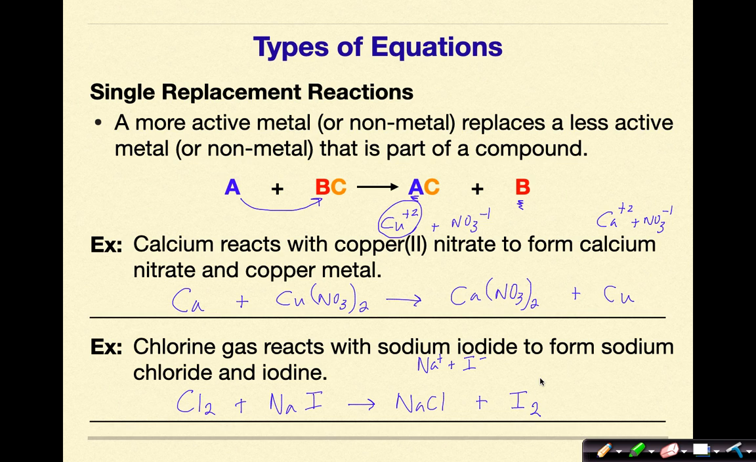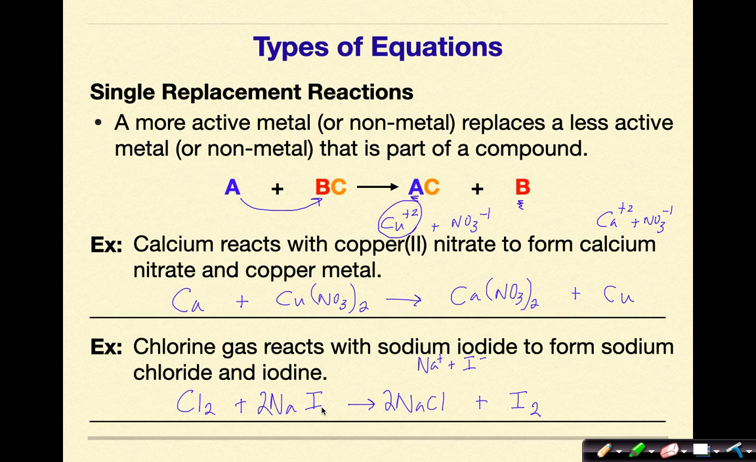Let's not worry about states of matter. Let's balance this equation by mass. We have 1 iodine on the left, 2 on the right. Let's put a 2 here. We need to balance our sodiums, which balances our chlorines. Now here we have a nonmetal chlorine replacing a nonmetal iodide ion that is part of sodium iodide to form a new compound, sodium chloride, and a new free element, diatomic iodine.